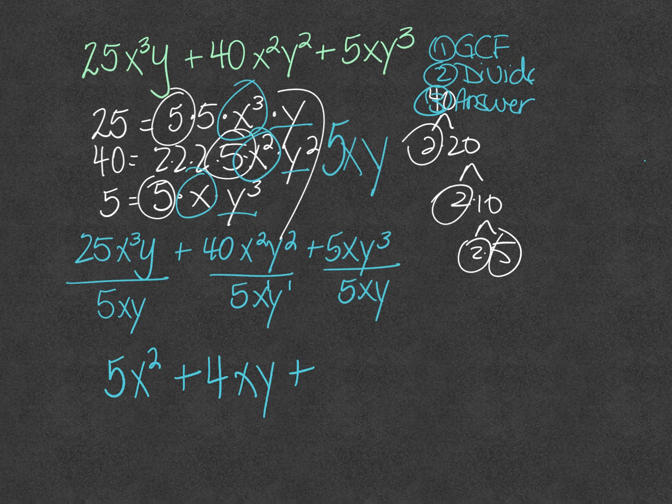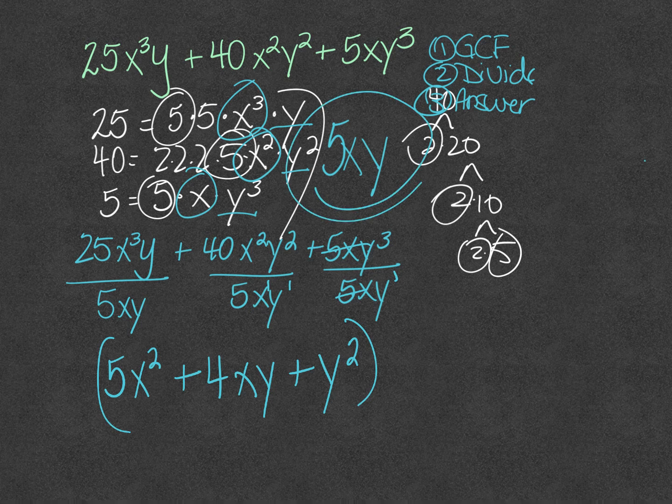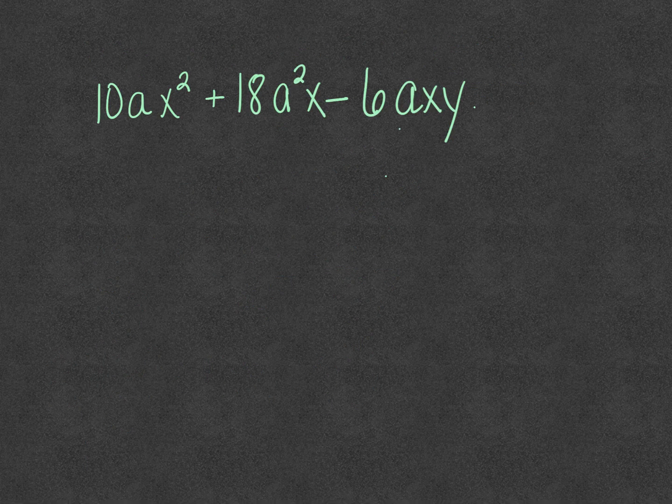Y to the third would be y to the second, because 3 minus 2. Now, I'm ready to write my answer. Simply put it there. Here's my greatest common factor, 5xy. And that's your answer.